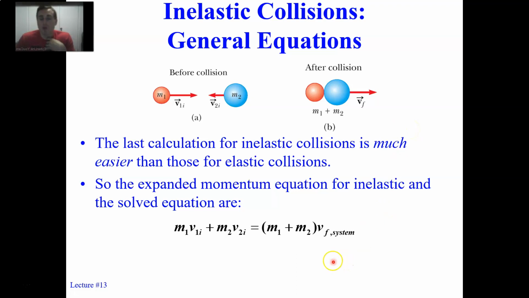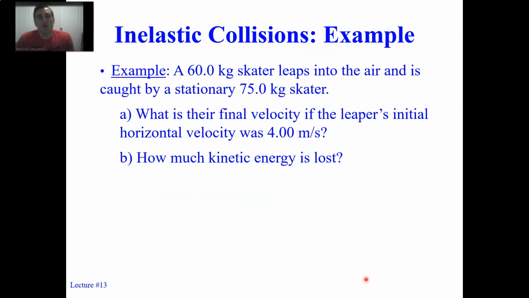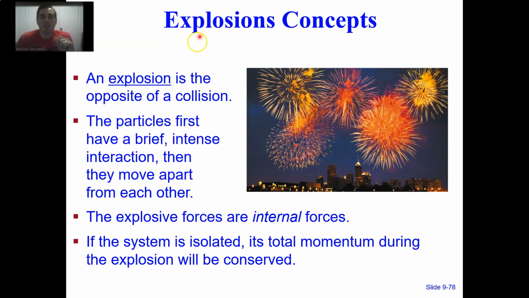So notice that there will only usually be one unknown, because the masses are usually known and the initial velocities are usually known. So you can just solve by division there. So you can perform this inelastic collisions example, and I will do that in a later video. Now, what is an explosion? Let's shift gears here just a little bit.